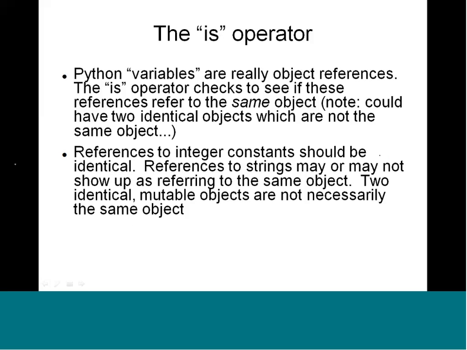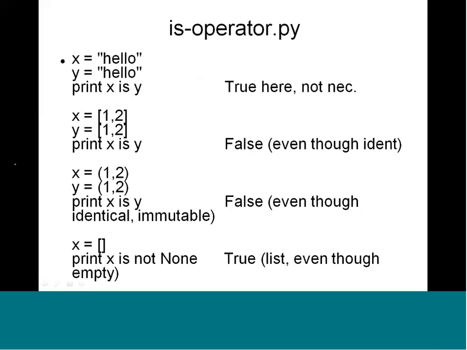So let's look at some examples of the is operator. Here we define two of them and then print x is y. It is true here, but it's not necessarily so. With 1, 2, this one is false, because it's a list. And then with a tuple, again if you print x is y, it's also false, even though it is identical and immutable. And then x is None is true.